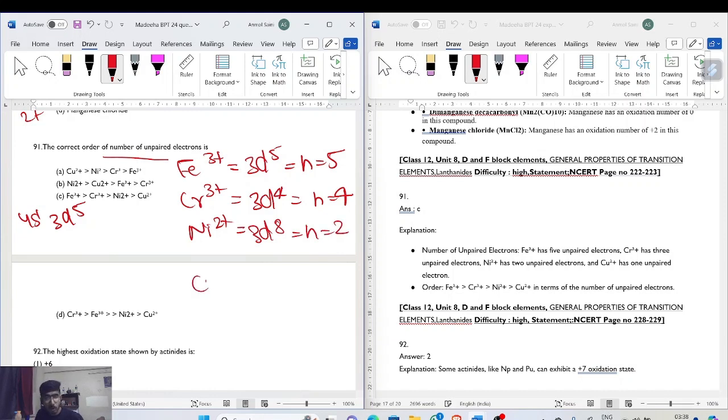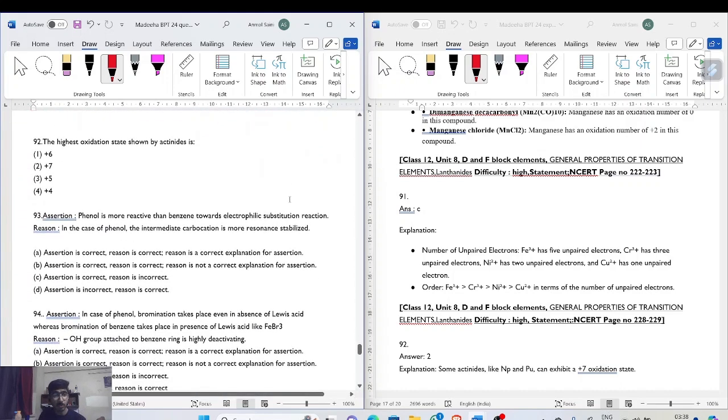Now for Cu2 positive, the electronic configuration for Cu is 4s1 3d10. When we remove 2 electrons it will become 3d9, so the number of unpaired electrons will be 1. So the highest will be for Fe, then chromium, then nickel, then copper. So the correct answer will be option C. Now we come to question number 92.